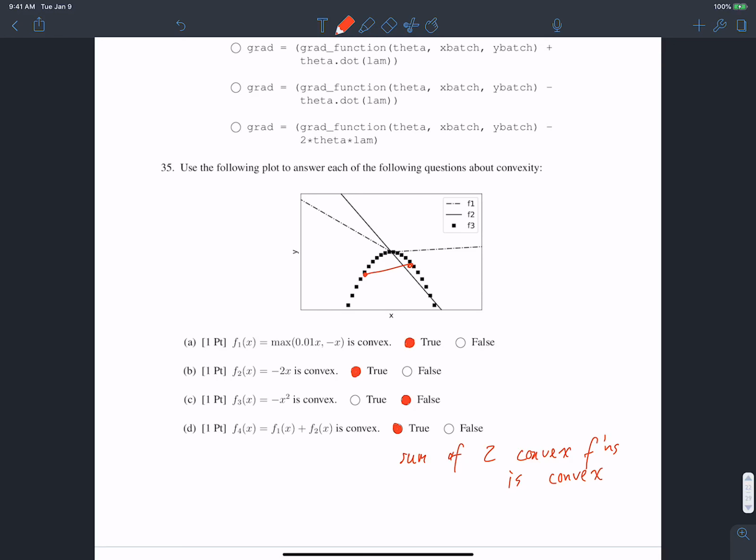So that wraps up the stochastic gradient descent and convexity portion of the exam.